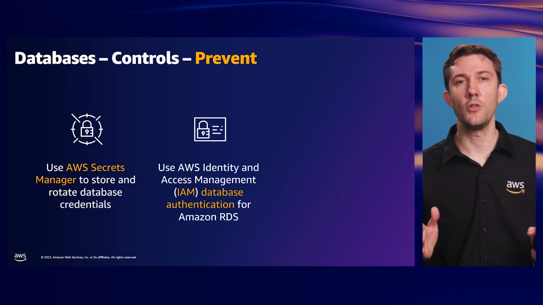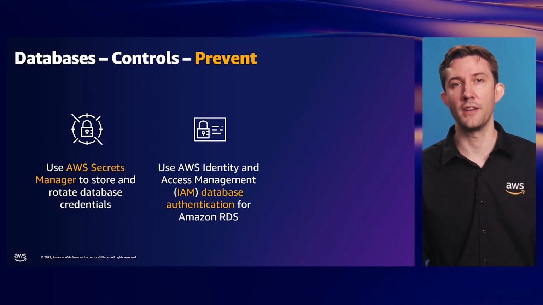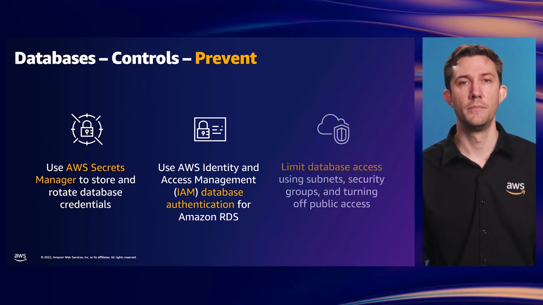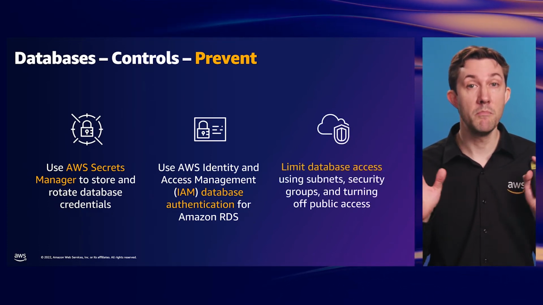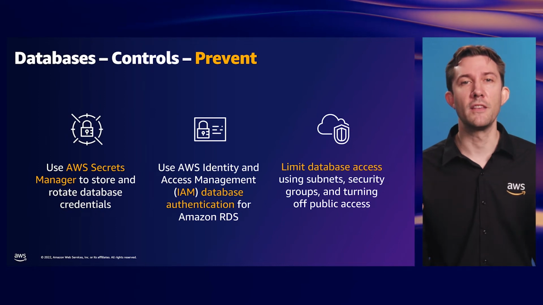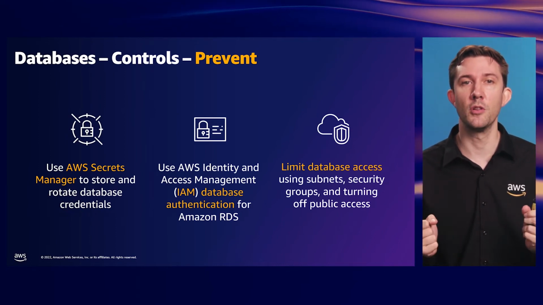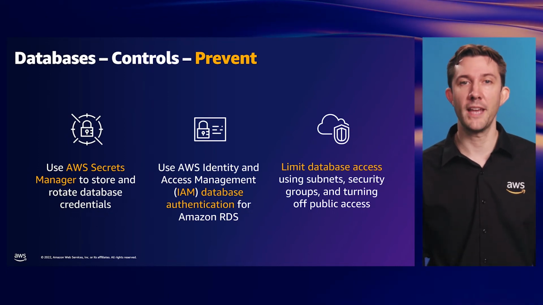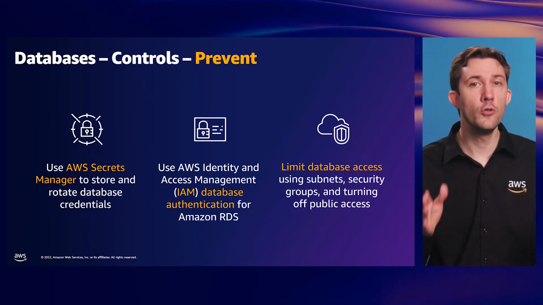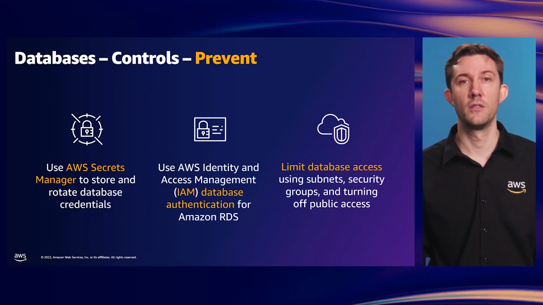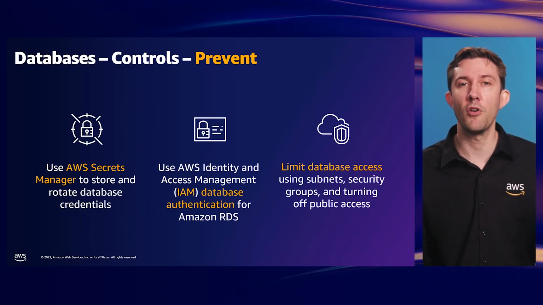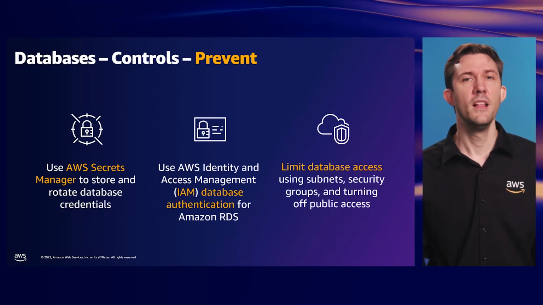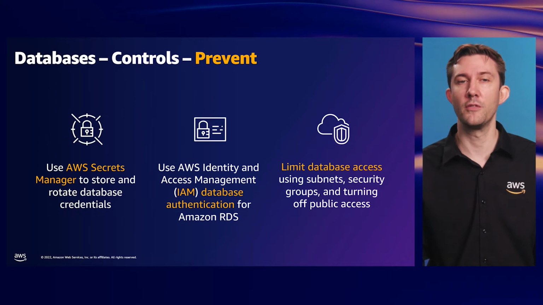Next is to consider using AWS IAM for authentication, rather than a traditional username and password. Lastly, and probably most importantly, if your database does not need to be publicly accessible, don't let it be publicly accessible. Turn off public access when you create it. Use security groups to limit access. Or put your database in a private subnet where it can't be accessed publicly. Let's have a quick look at how easy some of those can be.